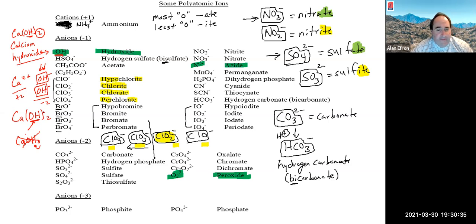Now, we don't use prefixes here or anything like that. The only time we would use a prefix is if the actual name of the polyatomic ion has a prefix, like dichromate. Dichromate is not a naming prefix, it is actually the name of the polyatomic ion. So that's the only time a prefix would creep in there. Any questions on that?